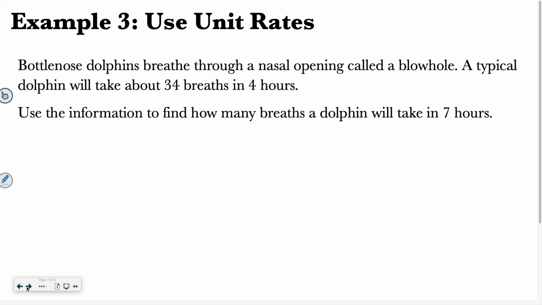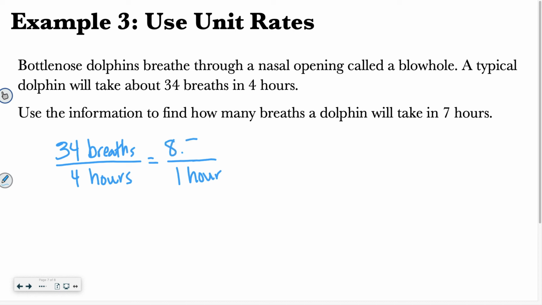All right, example 3, this is our last one for today. Bottlenose dolphins breathe through a nasal opening called a blowhole. A typical dolphin will take about 34 breaths in 4 hours. Use the information to find how many breaths a dolphin will take in 7 hours. So our first step here is to find the unit rate. How many breaths does the dolphin take in 1 hour? So we'd say 34 breaths in 4 hours. If we reduce that down, we're going to divide both by 4. That leaves me with 8.5 breaths per 1 hour.